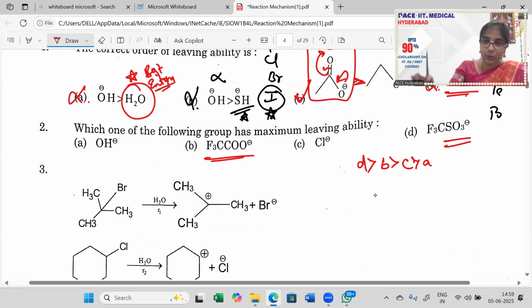Then your A. OH minus is not that good a leaving group because it wants to stay back there. All right, Cl minus, being a bigger group, would want to come out easily, therefore a better leaving group.